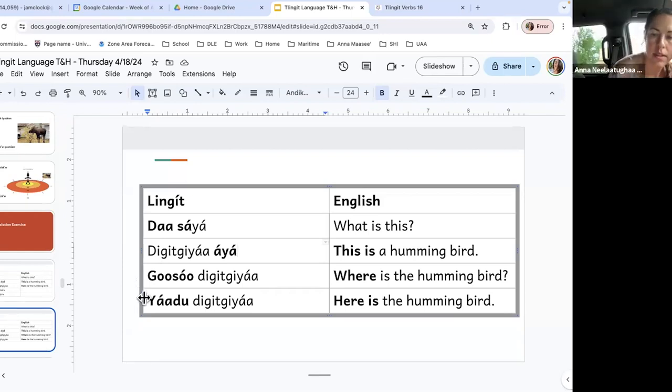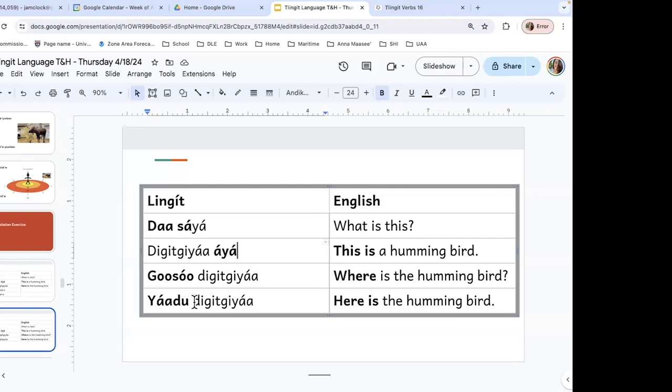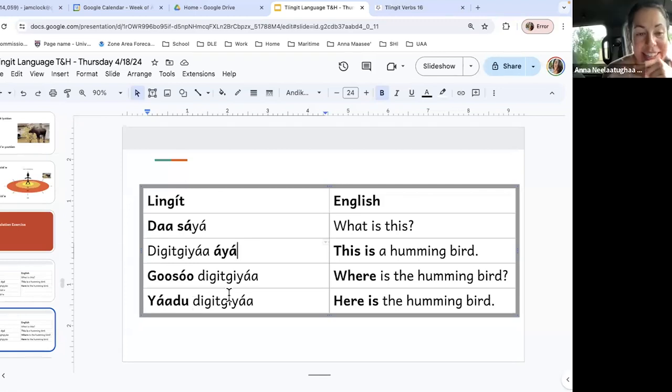Okay. So does that make sense that dasaya will be answered something aya, and gusu digitkiya would be answered ya do digitkiya. Okay. Not necessarily though, right? Depending on where I'm at in relation to the subject. Yeah, that's right. Really good. So gusu could be answered with a fill in the blank here. If it's close to you, it'd be ya do. If it's a little farther away, hey do, we do, or you do. But those are all answers to the question gusu. Does that make sense?